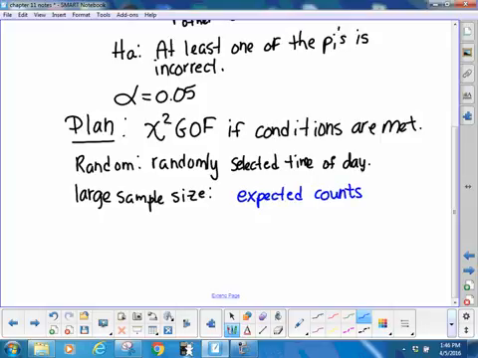We're checking expected counts. Not what we observed, but the expected counts. And do y'all remember what the number is? What number are we looking for?